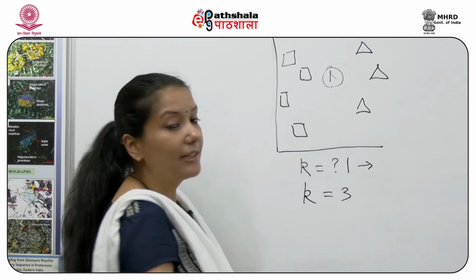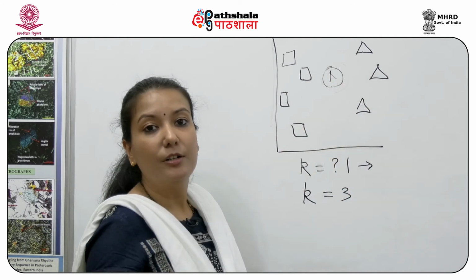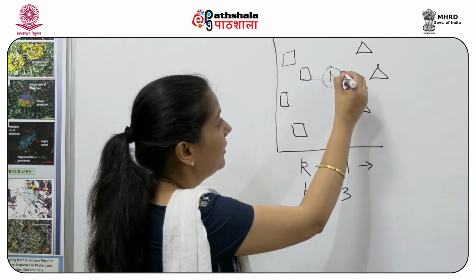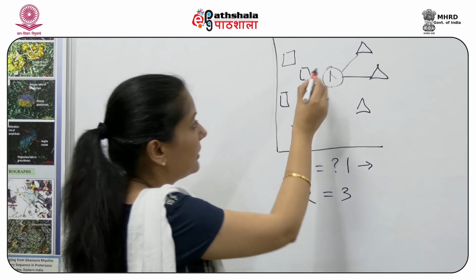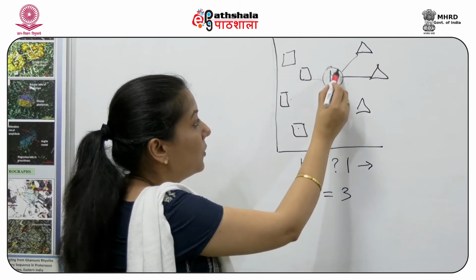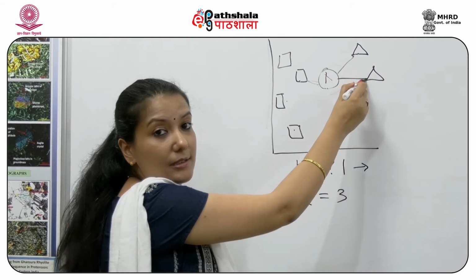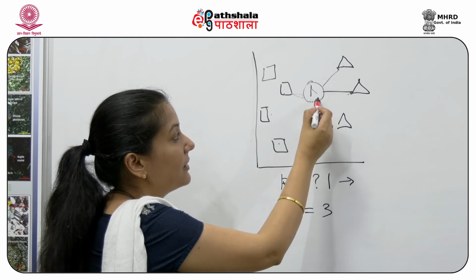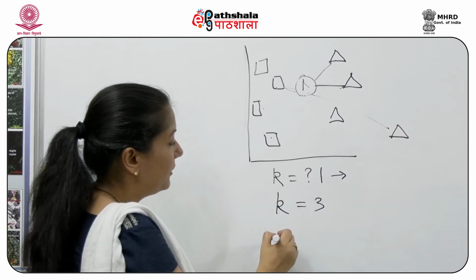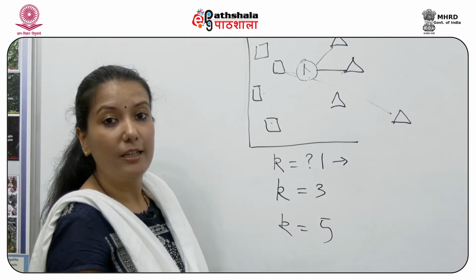An image will be classified through which it has a nearest neighbor of maybe 3 pixels. One is this, but 2 pixels belong to this class because these are very far away. So to classify this image, when it's considering 3 pixels, 2 pixels are triangle, so this pixel gets classified as a triangle. Now suppose we took k as 5. What happens when we take k as 5?